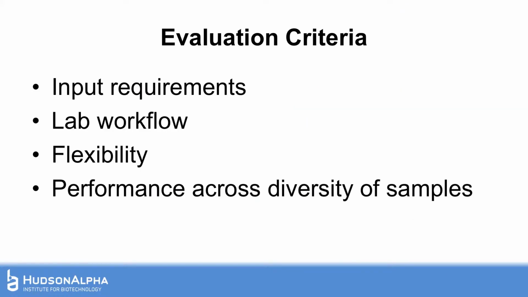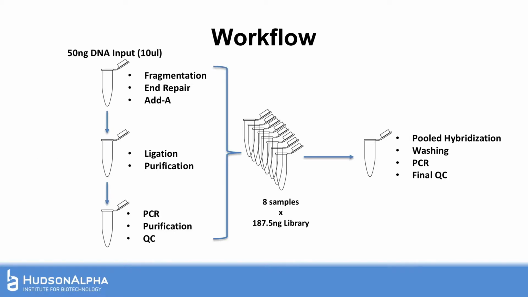So our evaluation criteria in this small test we did was as follows. Input requirement, lab workflow, flexibility, and then performance across the diversity of samples were the overall goals. And the workflow is summarized in the slide you see here. In this case, 50 nanograms of input material was used for each sample in a 10 microliter volume. And importantly, the preparation methods, the fragmentation, end repair, and add-A all occurred in one tube, one step.